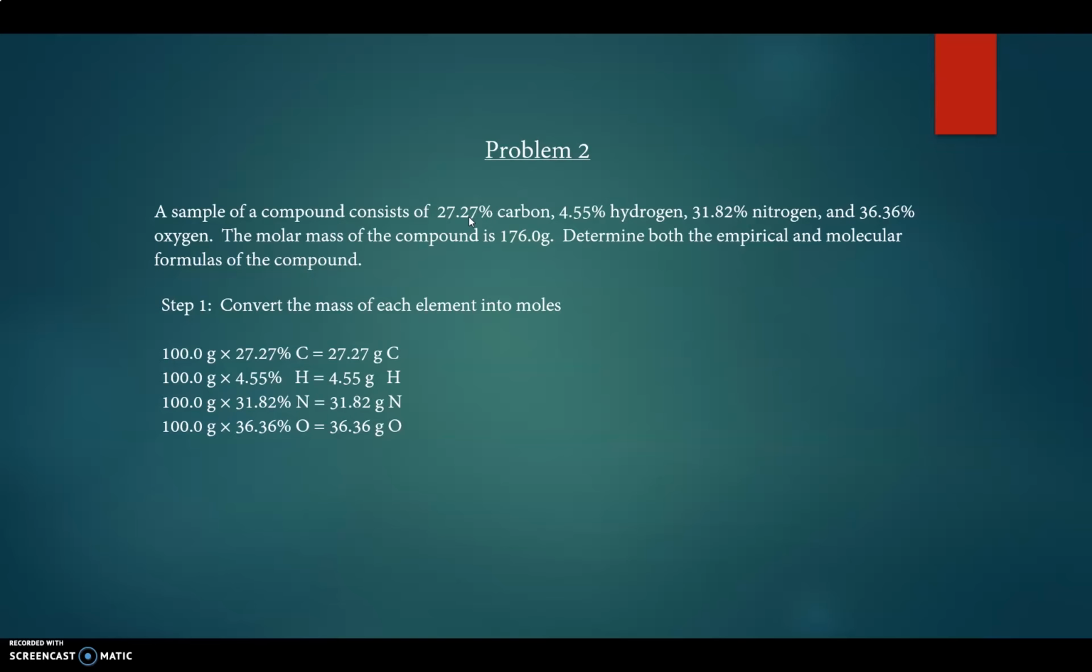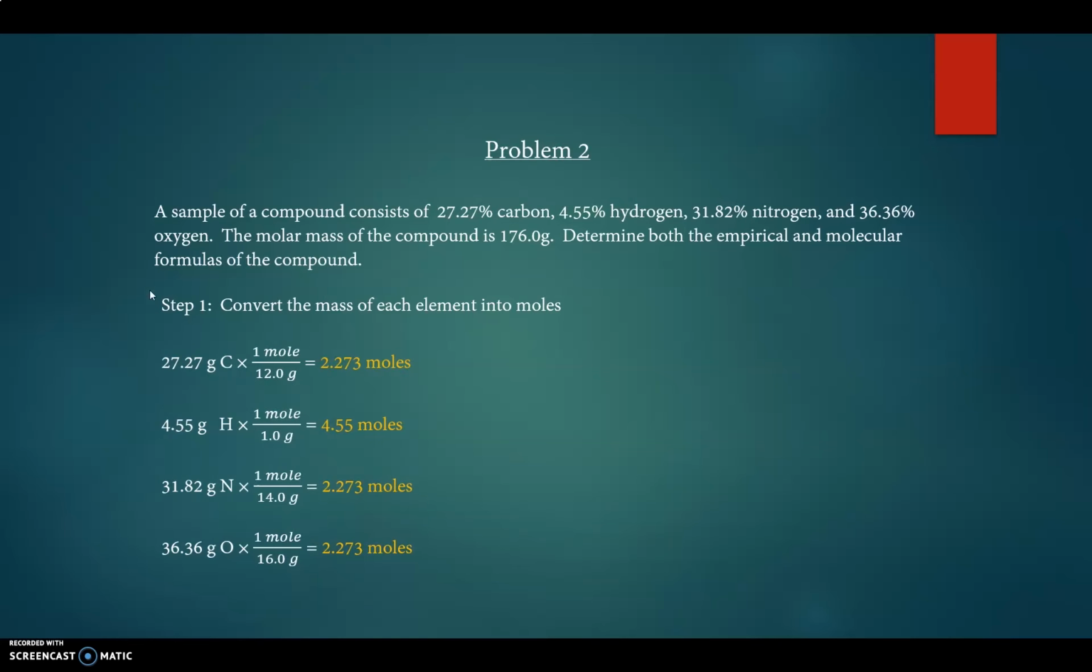So now that we have our grams, we can move on to the next step and do what we did last time, which is convert the grams to moles. So we'll take those four percentages, which we've now called grams, and we'll use the molar mass of each of the four elements, just like we did before, and convert the grams into moles.